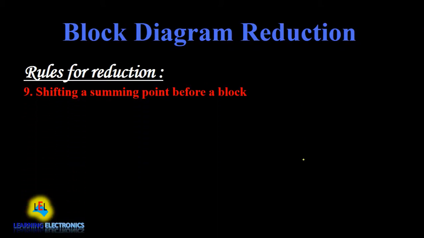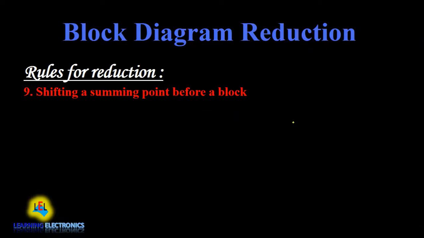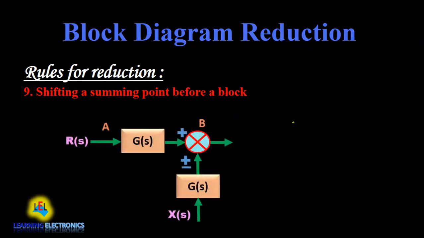Next is shifting a summing point before a block. So this is the summing point. When we shift this summing point before the block G(s), the output should not change. Here the output is R(s) plus minus X(s), whole multiplied by G(s). Now we multiply this G(s) into the bracket. So we get C(s) is equal to G(s)R(s) plus minus G(s) into X(s).